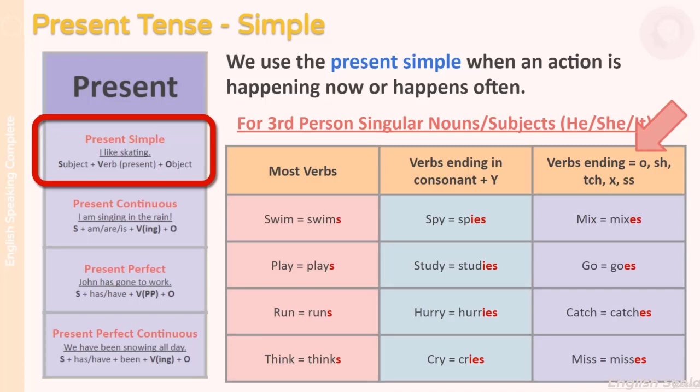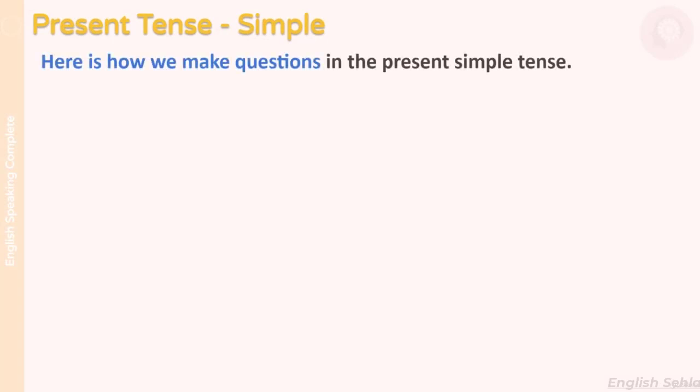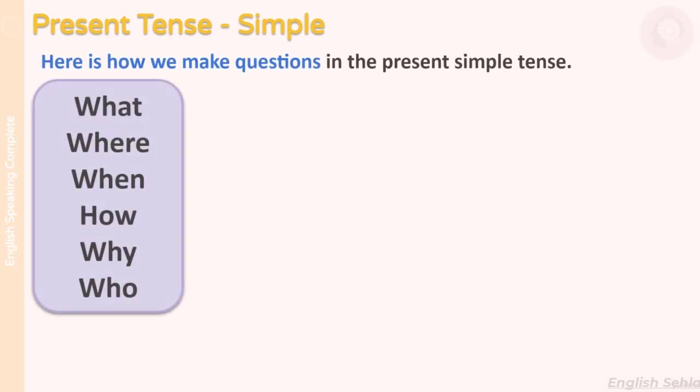Okay, so one other form I want to show you in the present simple tense is how to make questions in this tense. And it's quite straightforward. We have our awesome question words here, our 6 W's I like to call them. What, where, when, how, why, and who. So these are words that I use a lot in teaching, and we'll revisit them a lot throughout the course.